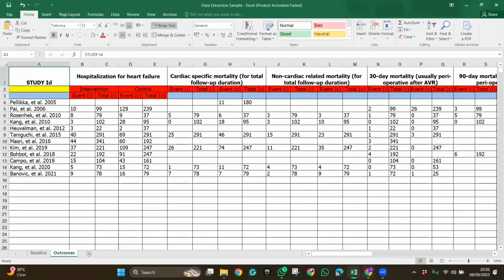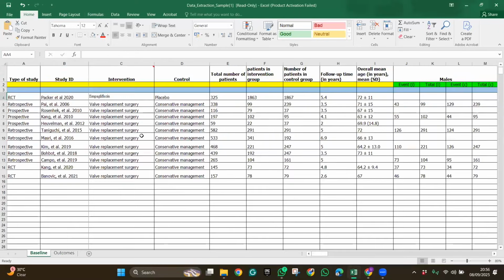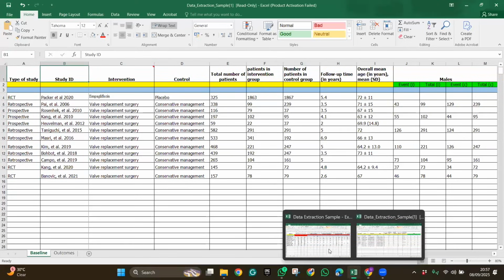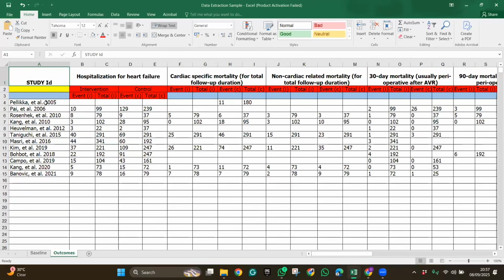The same way you did in the baseline table, you made the study ID table. You can simply copy it from here and then paste it in the extraction sheet, right? Okay. So our first study was Packer et al. 2020, right? So this is our first study.